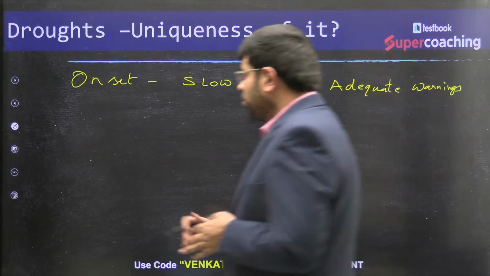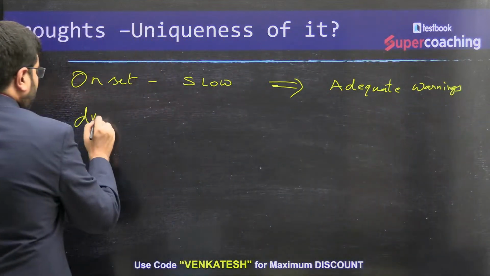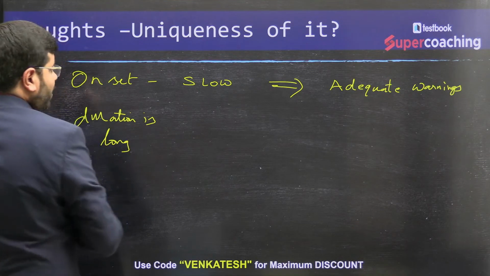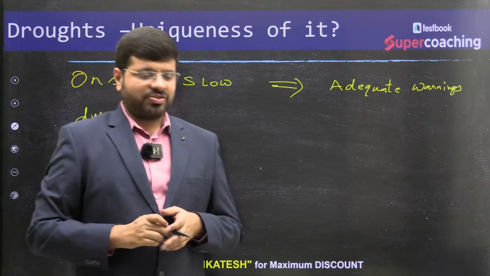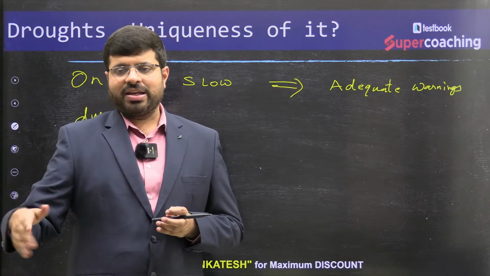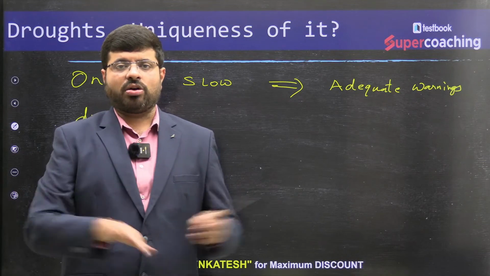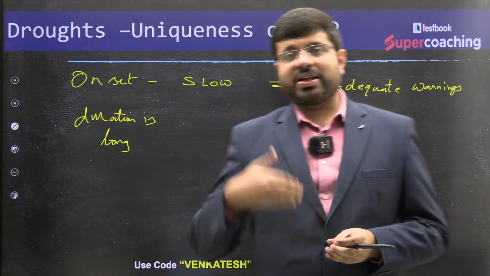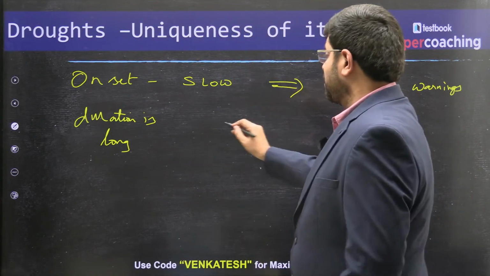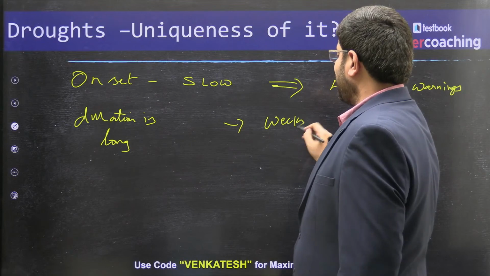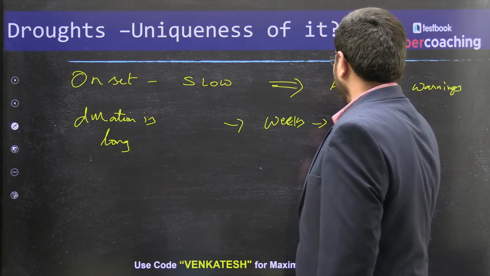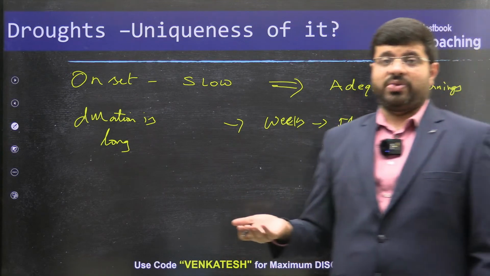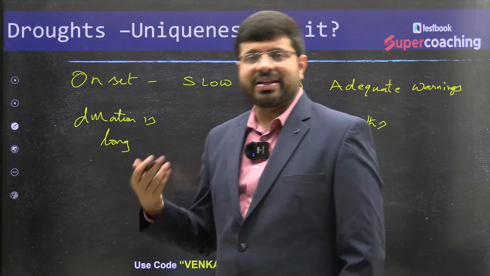Then usually you will find that the duration is long, right? It is not like flash floods, which occur one day, have an impact for 10-15 days, and after that normalcy is restored. No. Unfortunately, a drought's duration is longer. It will take weeks to months. Sometimes weeks, sometimes even months. It could be on a day basis, it could even be a year as well. It is not necessarily so, but it can be, right?